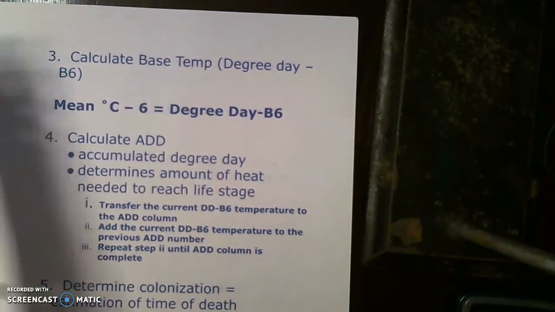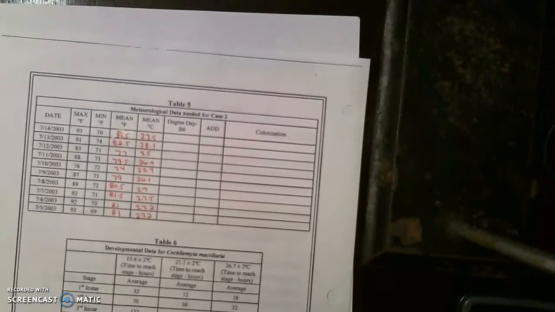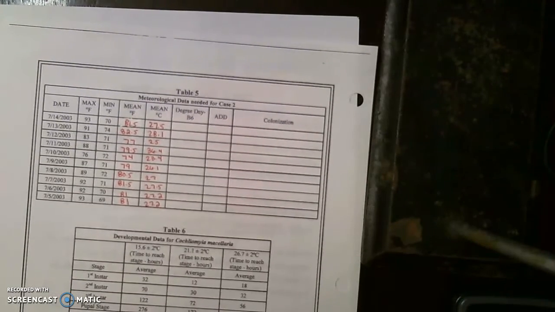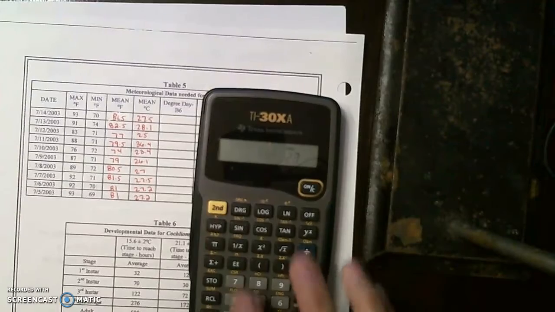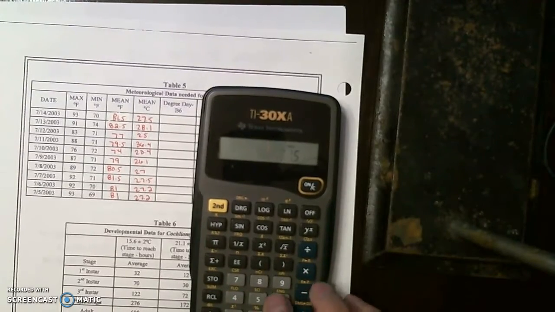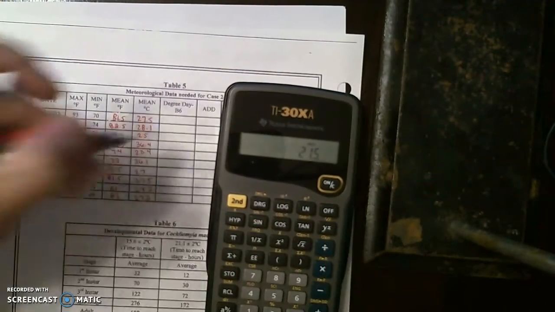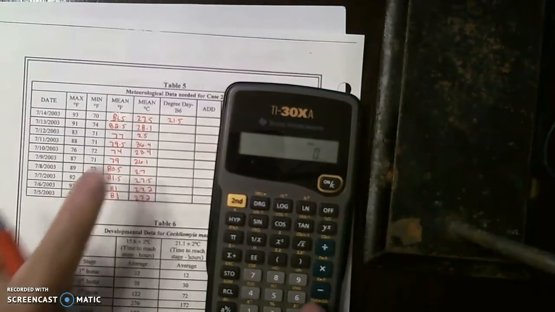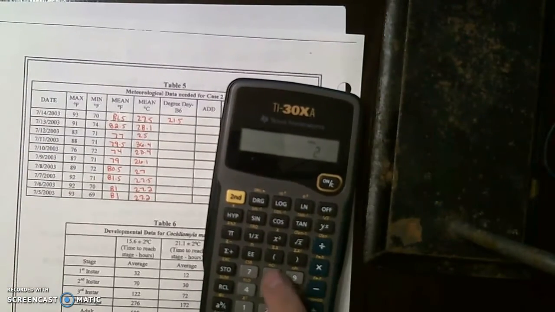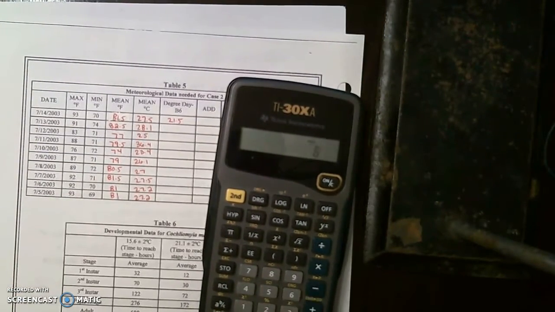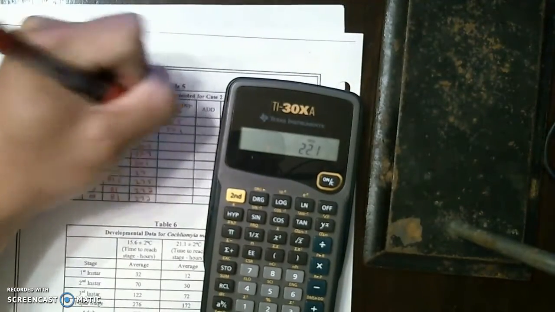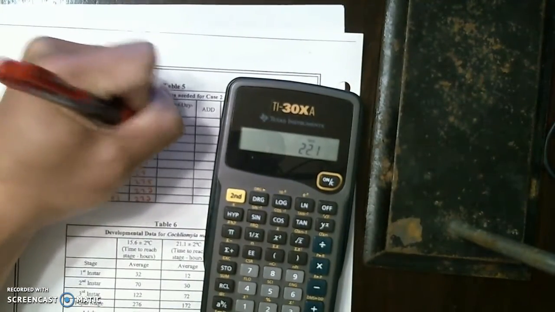How we calculate this in the next column is we simply take 27.5 minus 6, and I get 21.5. Again, we're going to take our mean degrees Celsius, 28.1, and we're going to simply subtract 6, 22.1. And I'm just going to fill in the rest.